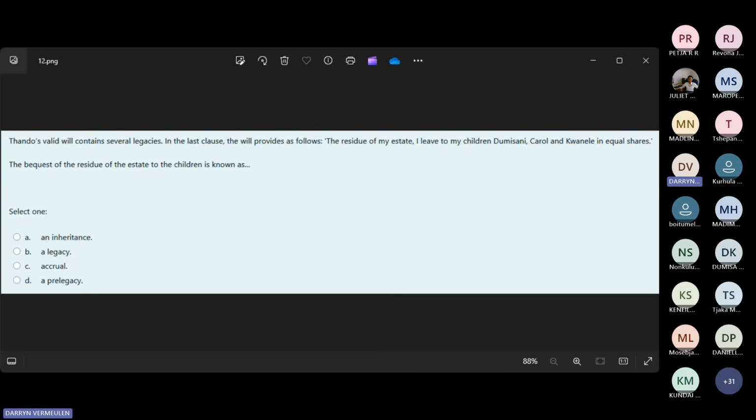And the reason it's an inheritance is it's the residue of the estate. So if you look up the definitions that they've got for these particular ones, they class this as an inheritance. So spot on, the A camp, you guys get yourselves another gold star. Let's do one last one, I think.